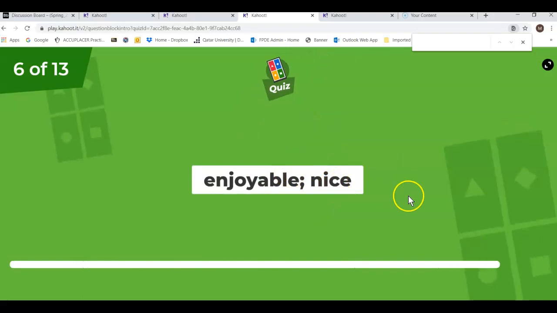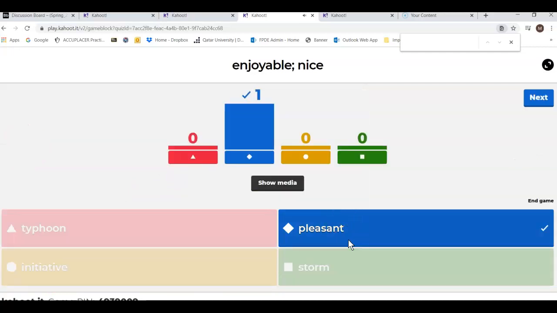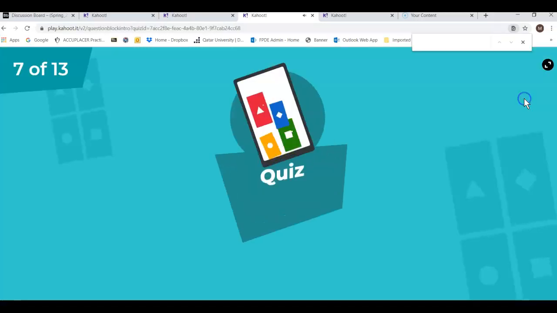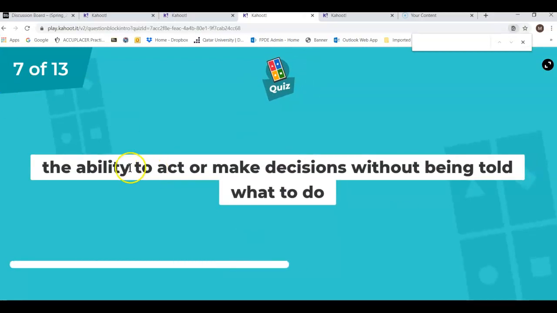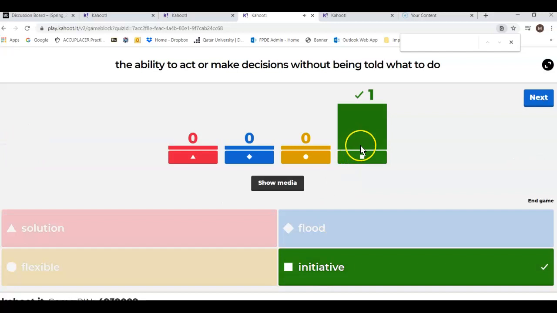Enjoyable or nice. Something enjoyable or nice. Look at this photo. People are enjoying their time. Which one of these? Typhoon, pleasant, initiative, or storm? The right answer is pleasant. The ability to act or make decisions without being told what to do. When you do things by yourself without somebody telling you to do it, it is initiative, which means مبادرة. Okay?